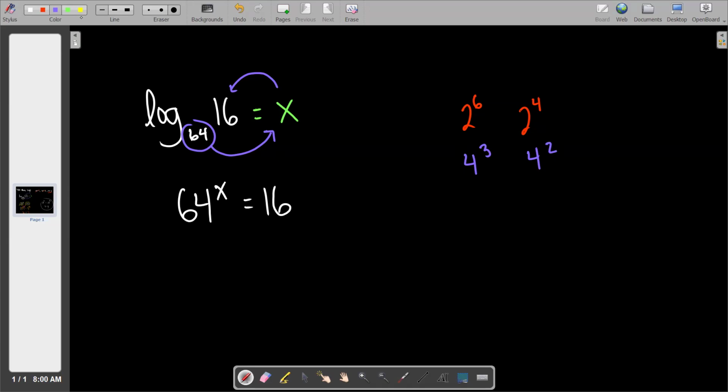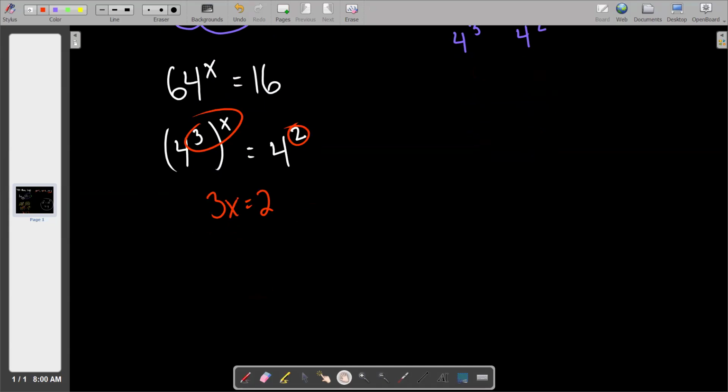So I'm going to take the 64 and rewrite it as 4 to the 3rd. And then I'm going to raise that to the power of x because that's still there. And then 16, I'm going to rewrite as 4 to the 2nd. And then I'm just going to play the matching game. I'm going to say, well, I don't know who you are, 3x, but I do know that you've got to equal 2, right? And if 3x equals 2, what does x equal? There you go. So the missing logarithm there is 2/3. And that works every time.